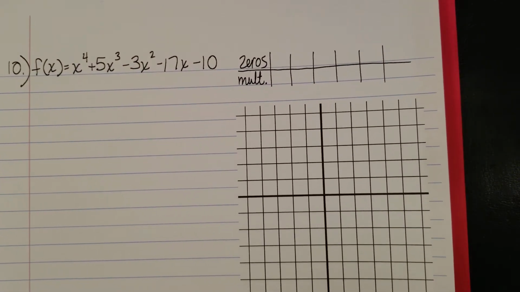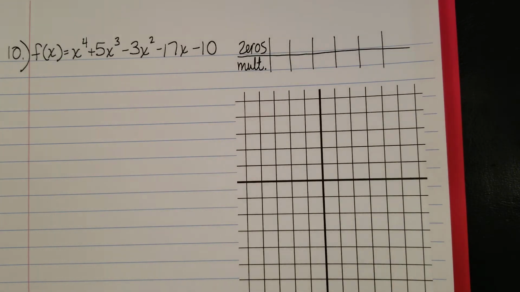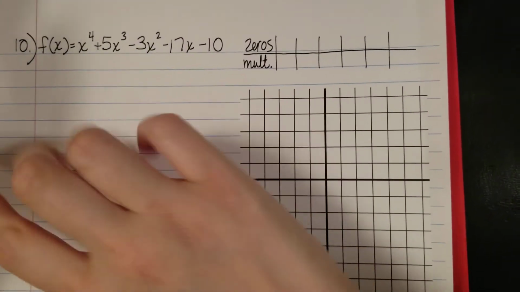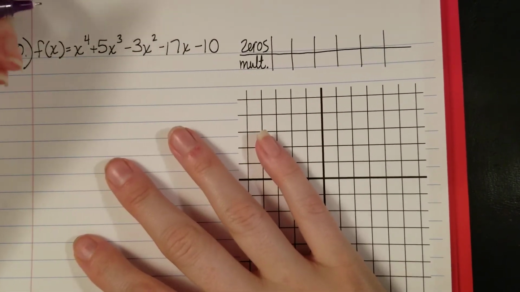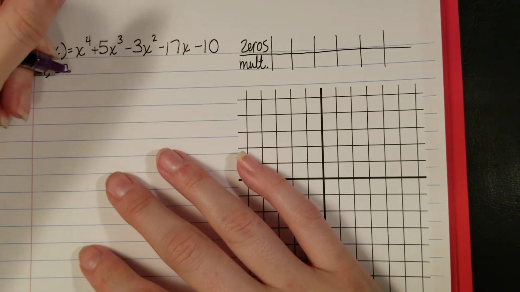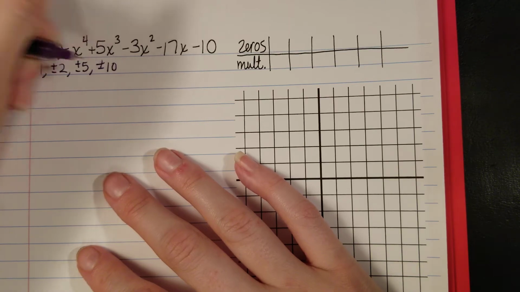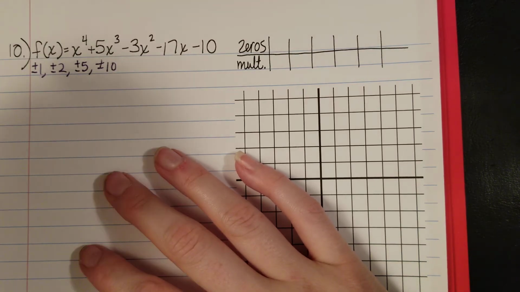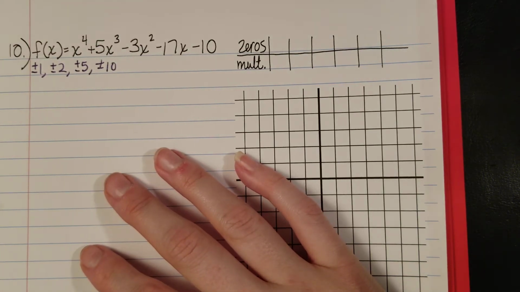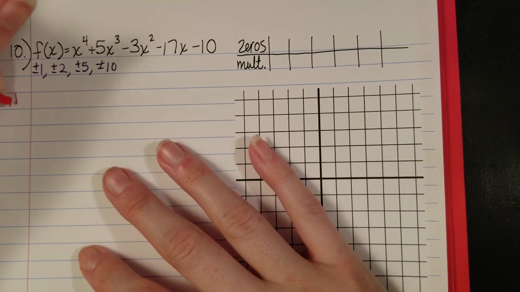Number 10. Alright, same type of deal. So first I'm going to list my possible rational zeros, which is going to be the factors of 10: plus or minus 1, plus or minus 2, plus or minus 5, and plus or minus 10. And then I'll just start throwing them in the box. So let's put the 1 in the box.